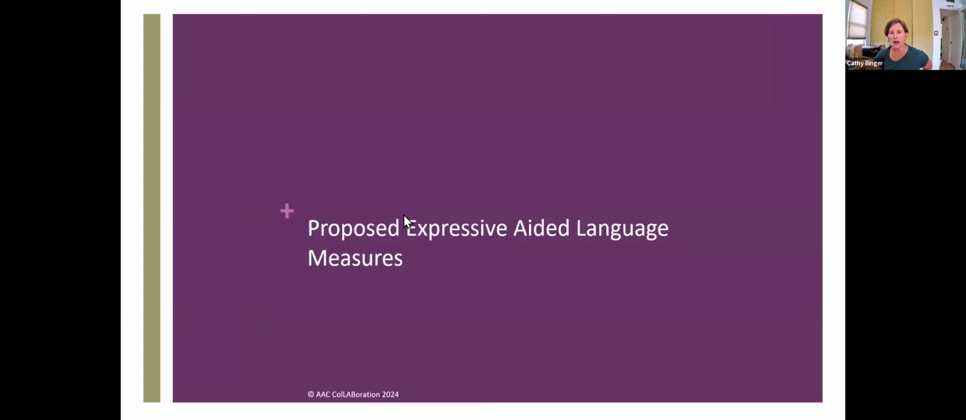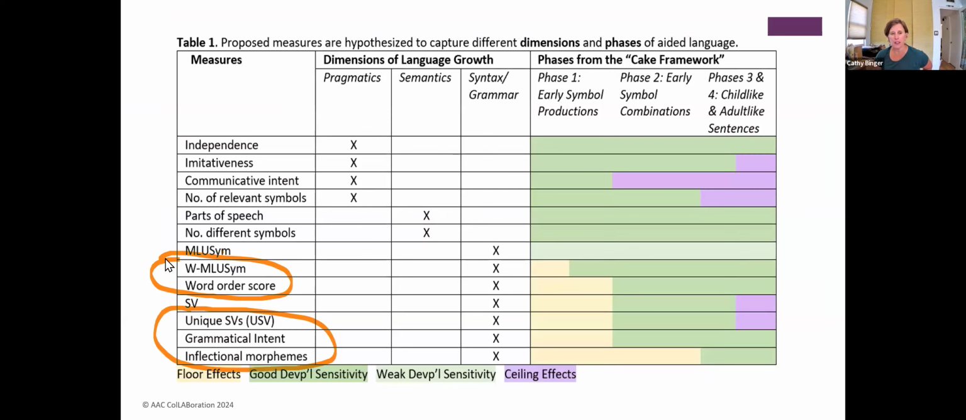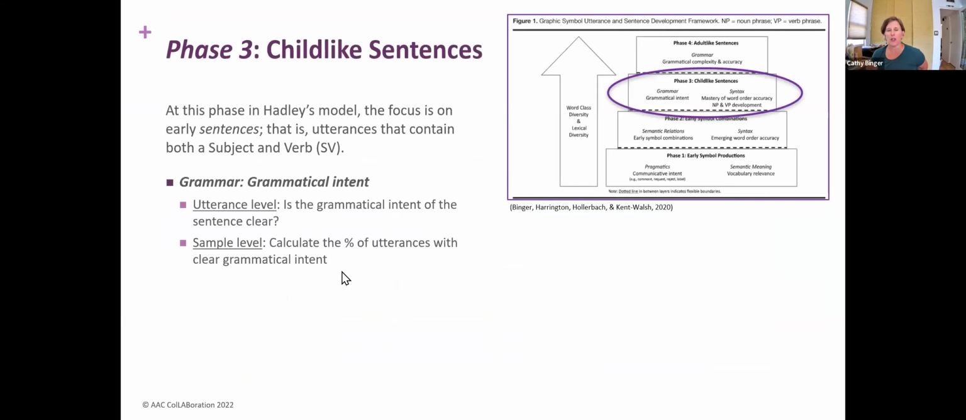So for today, for the aided language measures here, the ones I've circled here are the ones that we're going to be focusing on for our focus group. This is the WMLU sim here. This is weighted MLU and symbols. The word order score is really built into this, so I'm going to talk about that a little bit. And then we have these other 3 measures here. So it's really the weighted MLU and symbols, unique subject verb, grammatical intent, and inflectional morphemes. Those are our 4 measures.